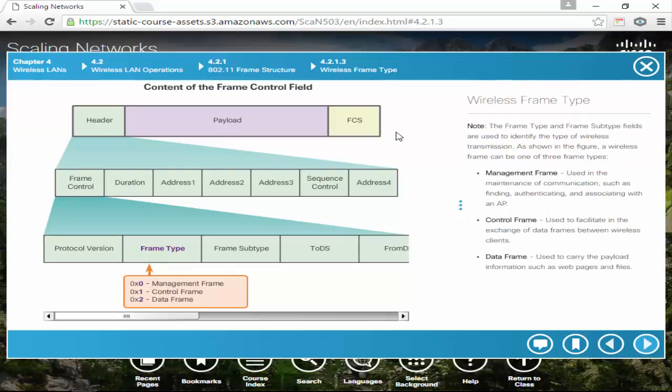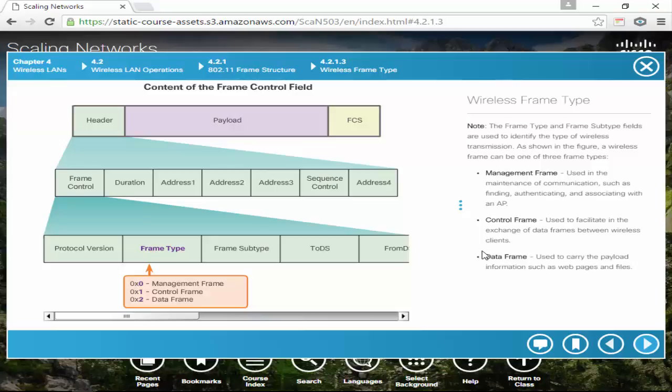Alright, so here are the types of frames which go in our frame type. Management frame, used in the maintenance of communication such as finding, authenticating, and associating with an access point. So, finding that wireless signal, putting our password in so we can do other things. Control frame, used to facilitate the exchange of data between wireless clients. It says, hey, are you who I'm looking for? So we kind of establish that there.